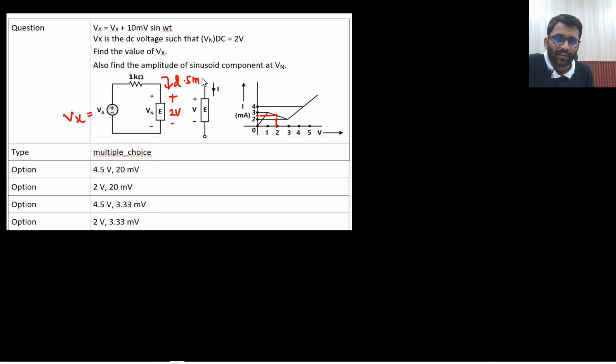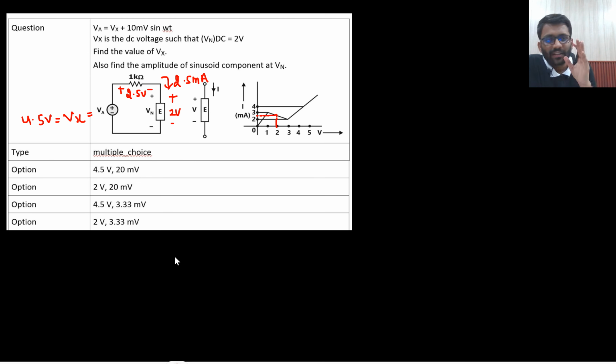If you are having 2 volt here, it will drive 2.5 milliampere current. That means what will be the drop here? Current is flowing in this direction, so this will be the drop. This drop will be 2.5 volt. So 2.5 volt plus 2 volt, that means Vx is 4.5 volt. Very straightforward.